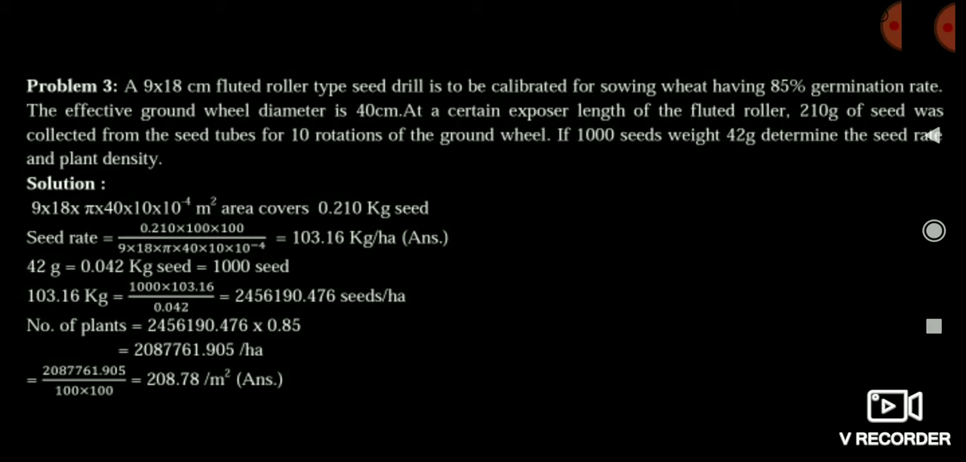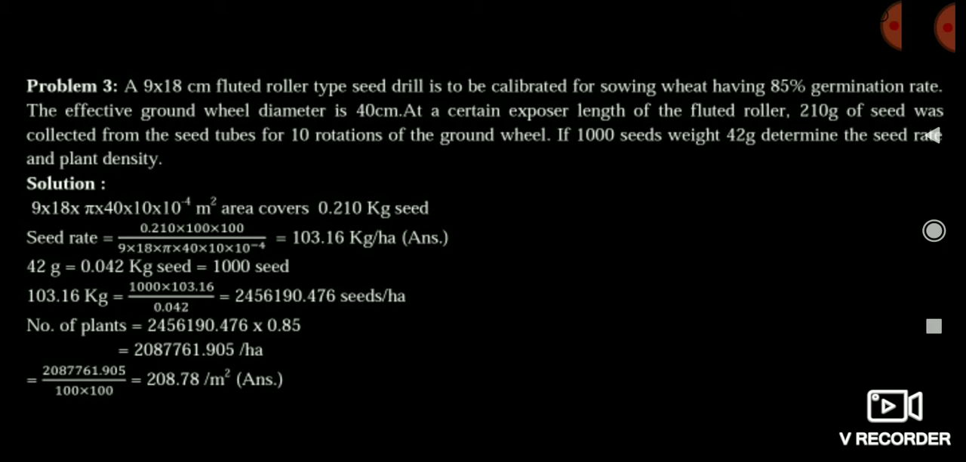Now friends, it is given in the question that 42 grams of seed is equal to 1000 seeds. Means 1000 seeds weight is 42 grams. So for calculating, you should calculate the total number of seeds in 103.16 kg. So in 103.16 kg, you should multiply it by 1000 and divide it by 0.042. So you will get 245,619.0476 seeds per hectare. Means in 1 hectare you will get this much amount of seeds.